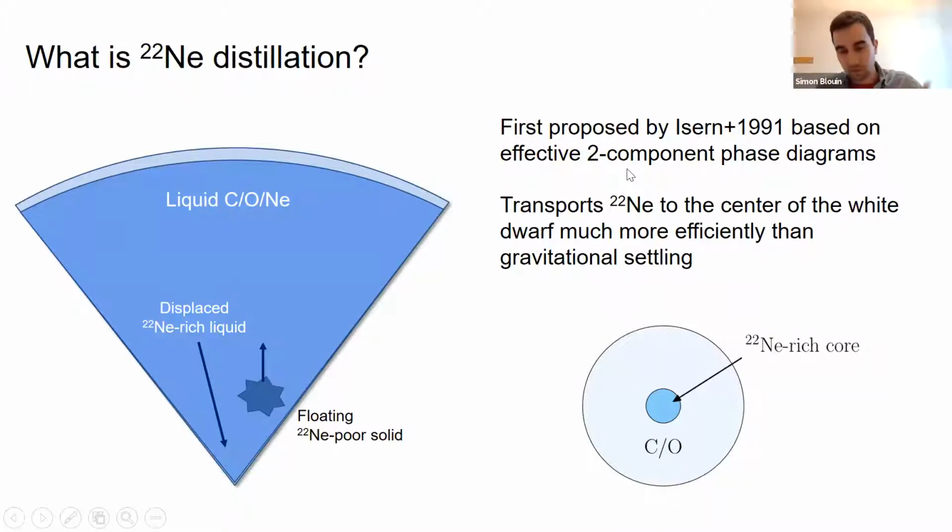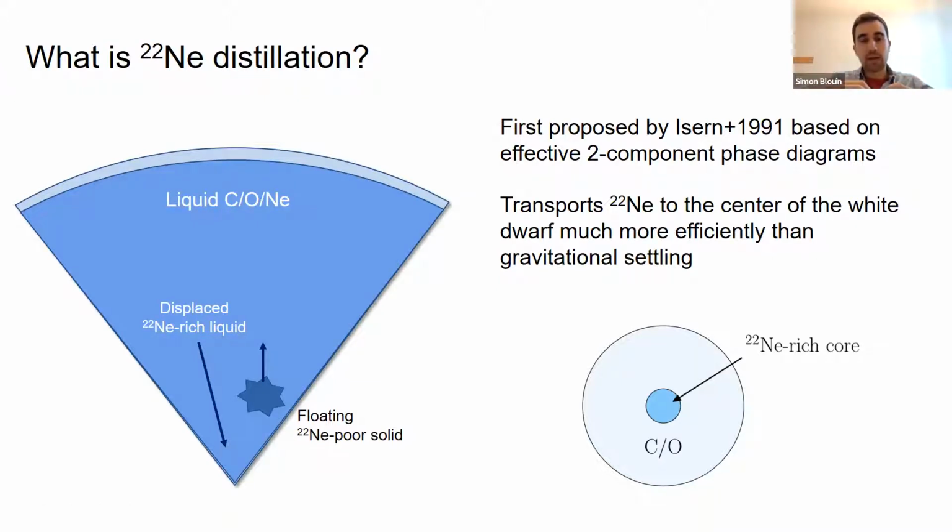So here we've done the full calculations with all the physics and the three components, but really the idea of this process of neon 22 distillation was already out there in the early 19th. So what's happening is that the crystals that you form, it wants to float, right? Because it's lighter than the surrounding liquid.